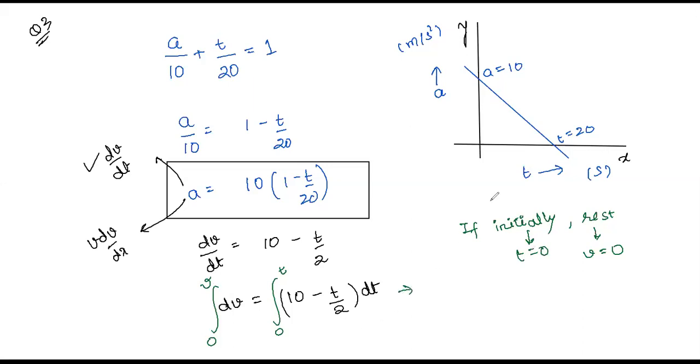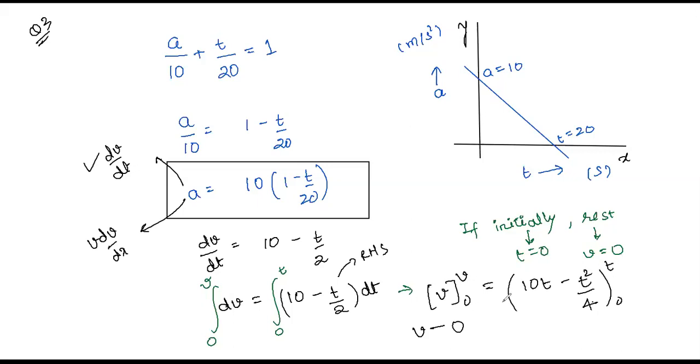We are going to integrate this expression. Integration of 1 with respect to v will give you v. Substitute the limits. How will you do it? Let's take it from 0 to v. We'll write v minus 0, correct? Now, for the RHS, we'll have 10t minus t squared by 4, right? 2 into 2. Absolutely correct. And now the limits are 0 to t. So obviously both terms have t in them, so even if you substitute 0, you'll get the same answer.